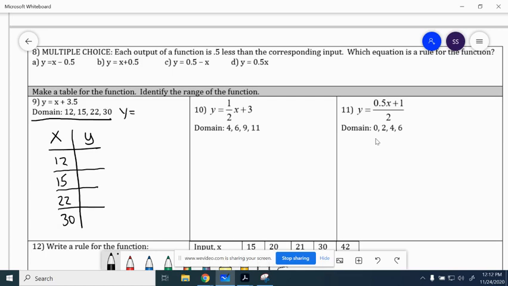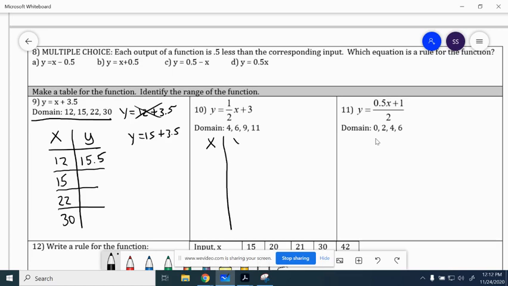Y is equal to 12 plus 3.5, which is 15.5. And then we go on to the next one, right? Now y is equal to 15 plus 3.5. And we just go from there, okay? You guys can finish out that table. Next one here.